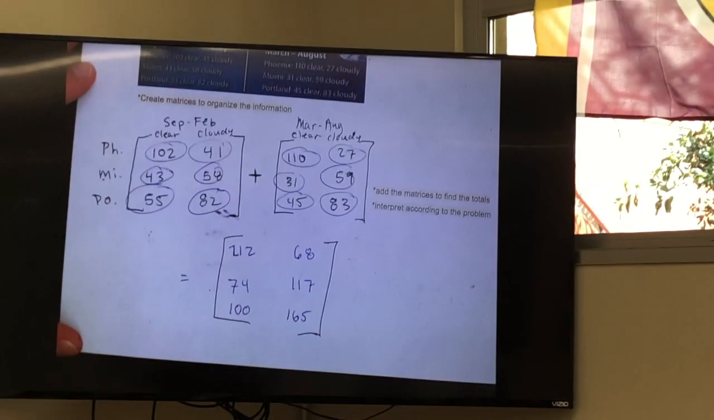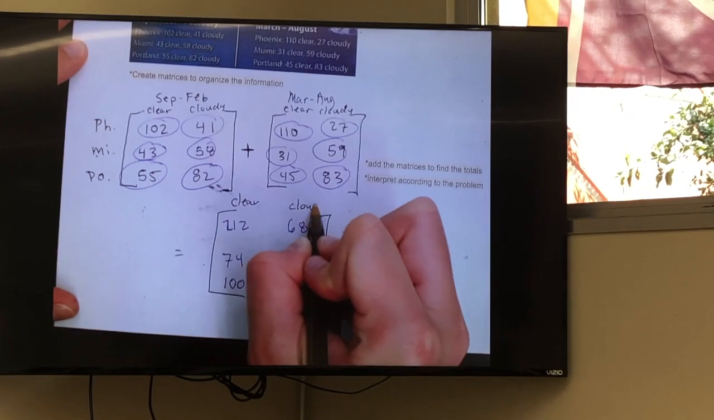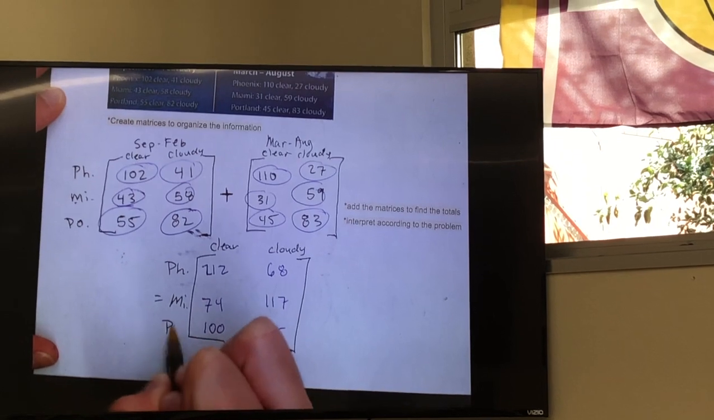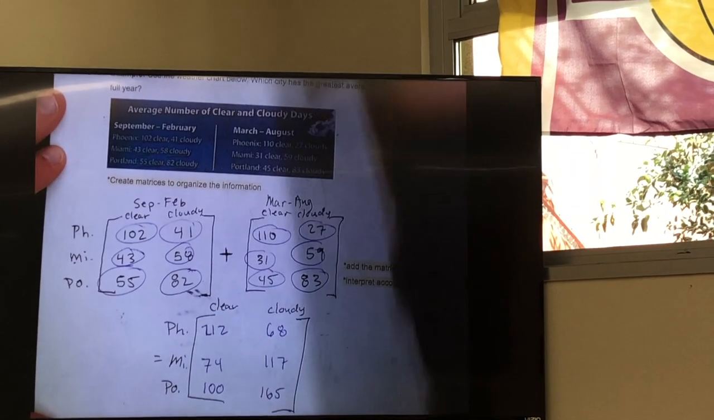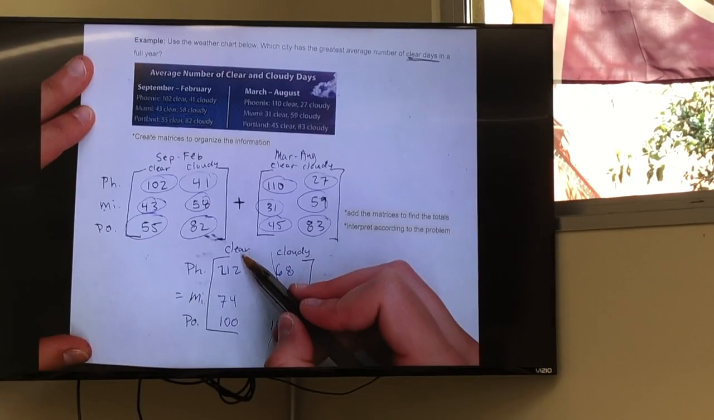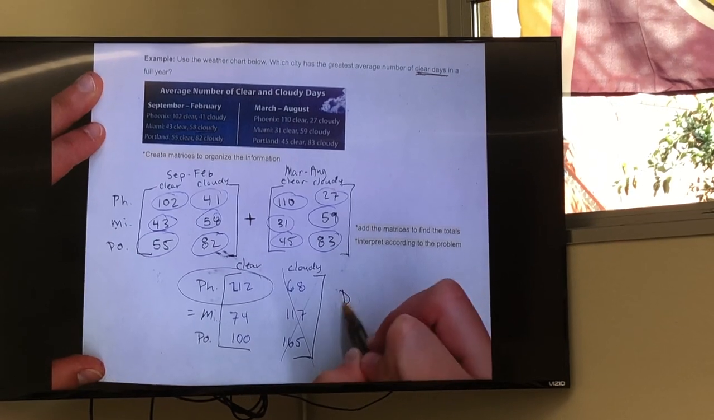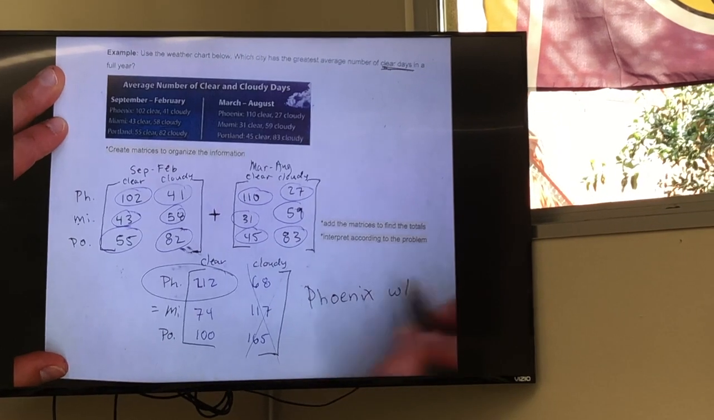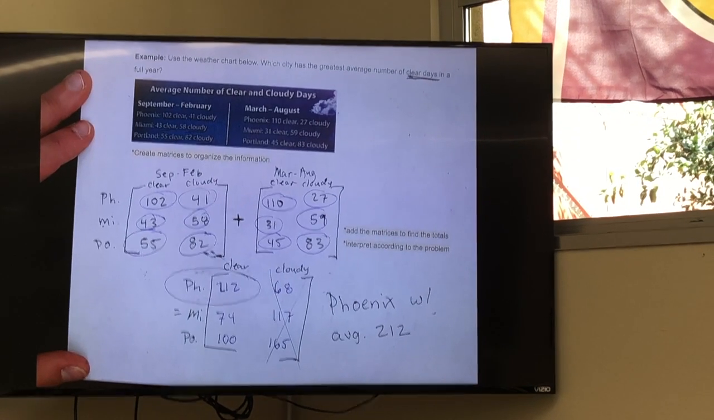I'm going to put my labels back in. This is clear. This is cloudy. The first one was Phoenix, then Miami, and then Portland. So which one had the greatest average of clear days? We don't care about the cloudy, we're talking about the clear days. And the biggest one is Phoenix. So Phoenix with an average of 212 clear days.